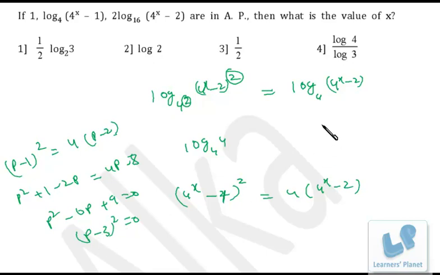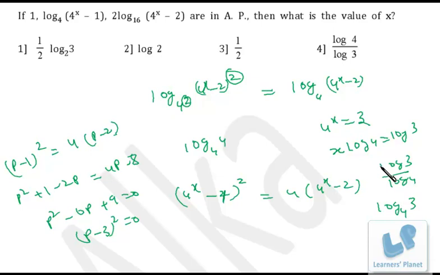Now p is what? 4 raised to x is 3, right? Now we have to find out the value of x. So I just take log: x log 4 is log 3. That means x is equal to what? Log 3 by log 4, or I can say log 3 to the base 4. So this is another way of writing this. Okay, I hope you are clear.